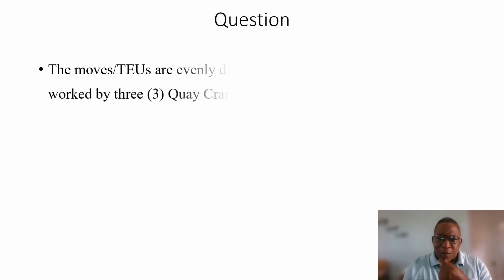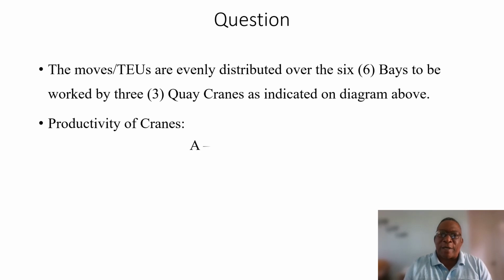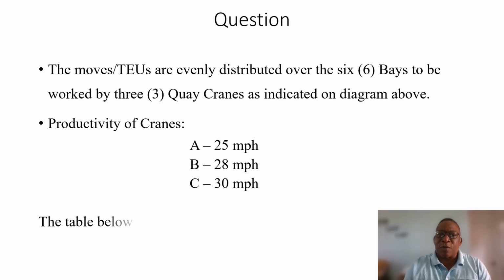It continues: the moves/TEUs are evenly distributed over the 6 bays to be worked by the 3 gantry cranes, as indicated on the diagram that we looked at earlier. Now the productivity of each crane: A, 25 moves per hour; B, 28 moves per hour; and C, 30 moves per hour.